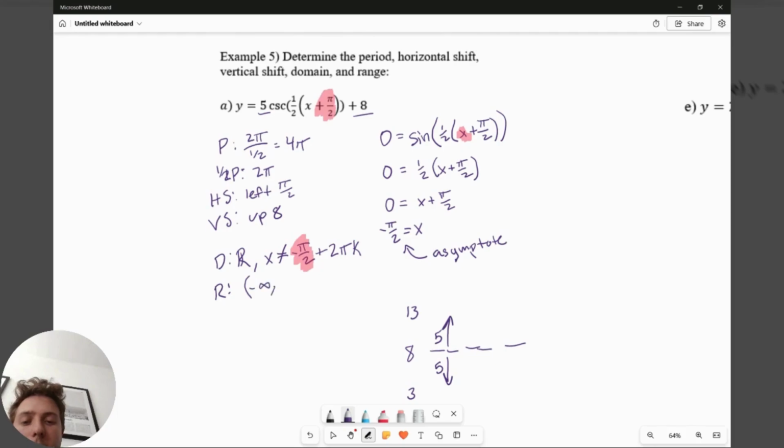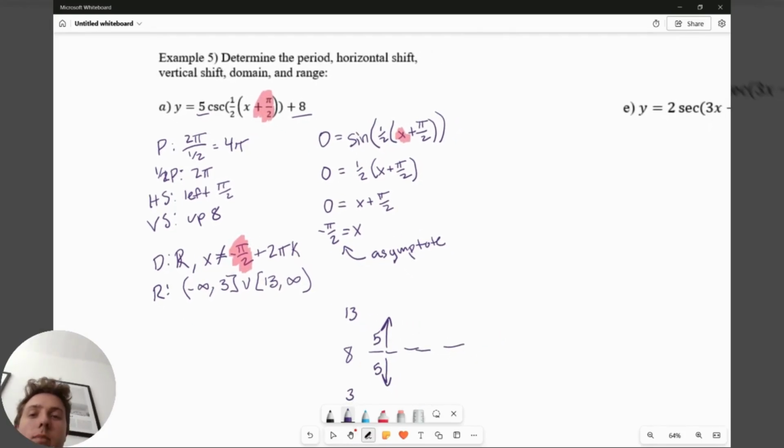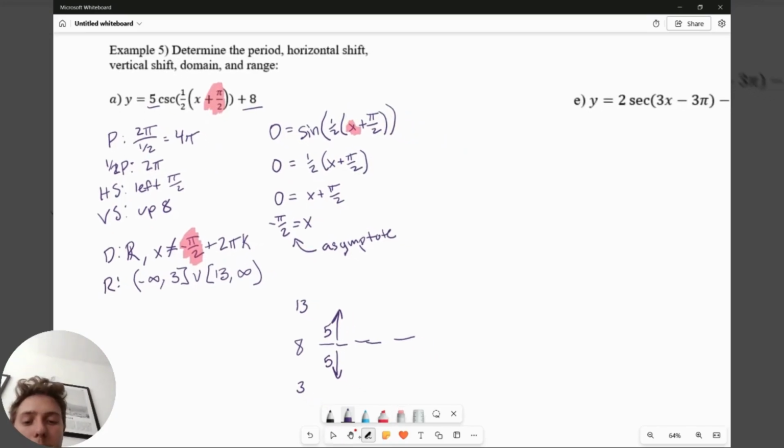The function goes down forever. It would stop at 3. It would re-pick up at 13 and go forever. Realize 3 and 13 are included. Those would be actual values for this function. We have gone through that problem.